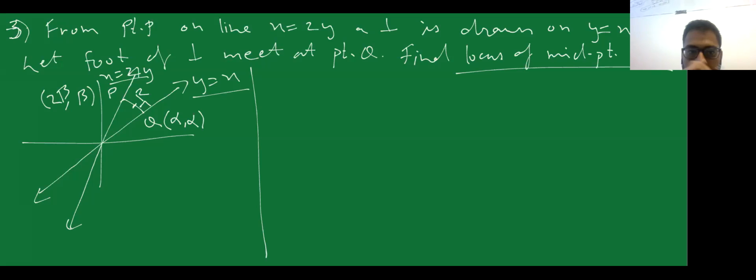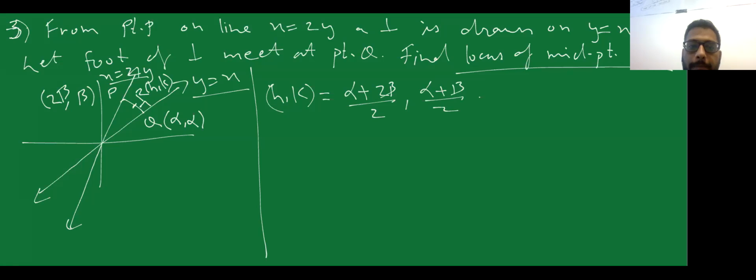So let's solve this. For midpoint R, using the midpoint formula, let us say the midpoint is given by (H, K), or you can use any other term as well. Using the midpoint formula, alpha plus 2 beta upon 2 is H, and K would be alpha plus beta upon 2. Therefore, I can say 2H is equal to alpha plus 2 beta, and 2K is equal to alpha plus beta.